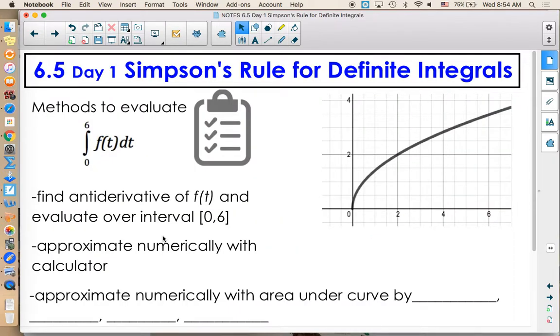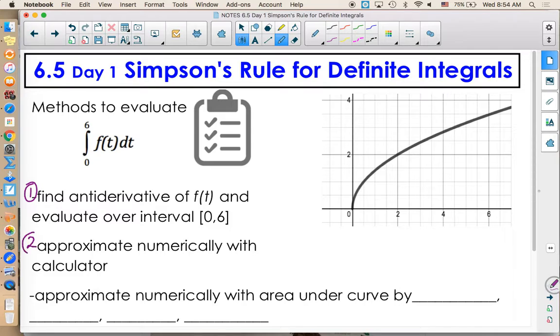Simpson's rule that we're going to work on for a few days is another way to evaluate definite integrals, the space under the curve between two values on the x-axis. So as we've done definite integrals from chapter 6, the first thing you learned to do them by was by area. So as we look at the methods you already have, you have 3. And the first method you have to evaluate definite integrals is to find an antiderivative. If we'd given you the function, you could evaluate the antiderivative over the interval 0 to 6.